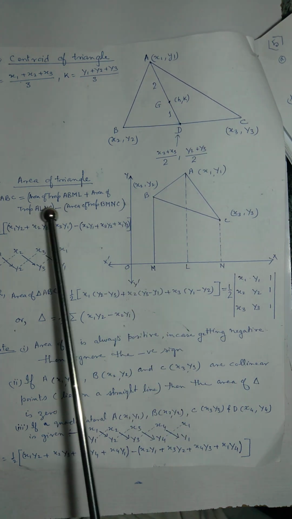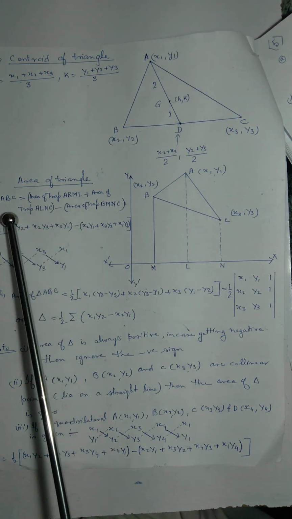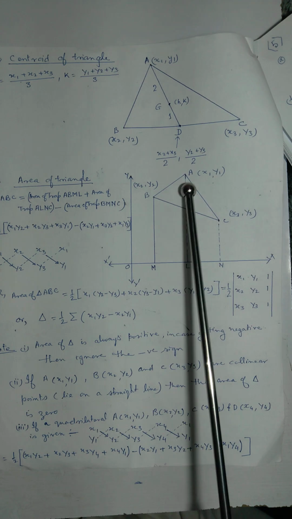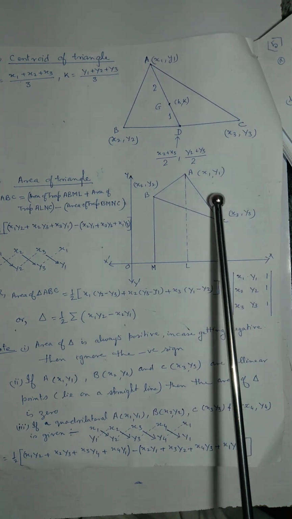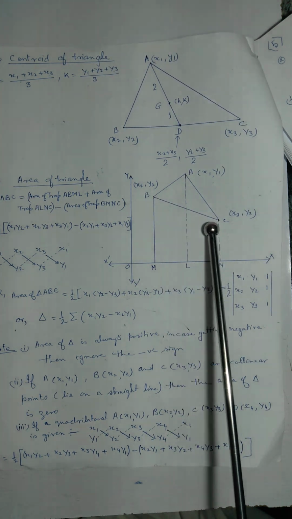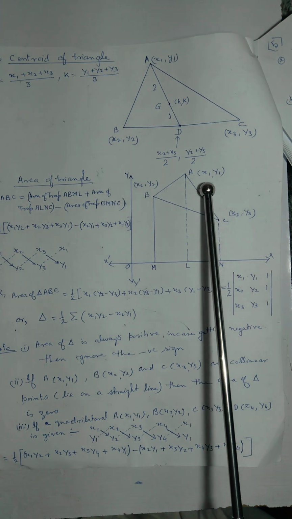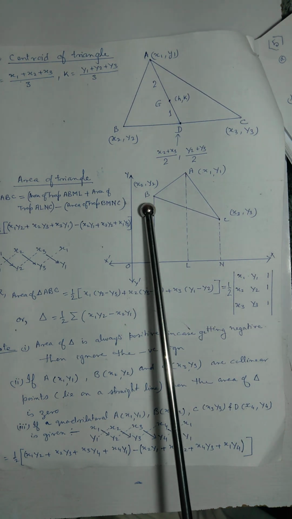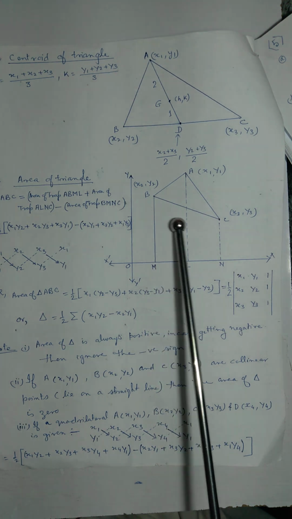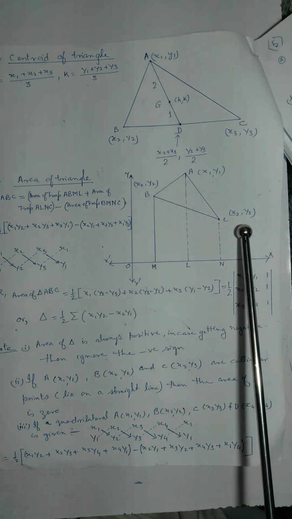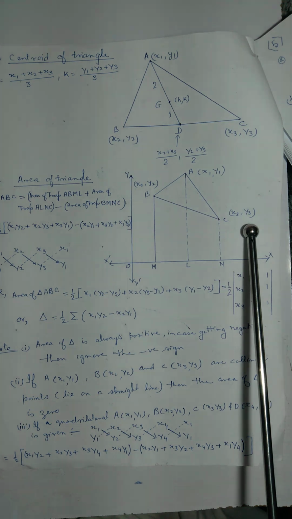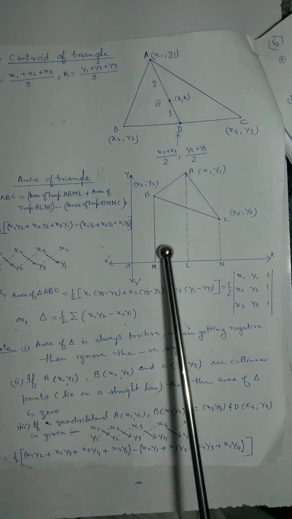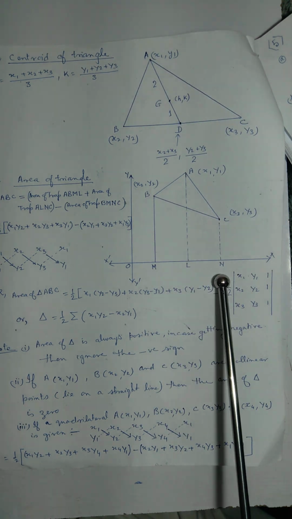Now the area of the triangle. Area of triangle ABC, you see A, B, C. There are 3 points. The coordinate of the point A is x1, y1. Coordinate of point B is x2, y2, coordinate of point C is x3, y3. From here you just drop a perpendicular.